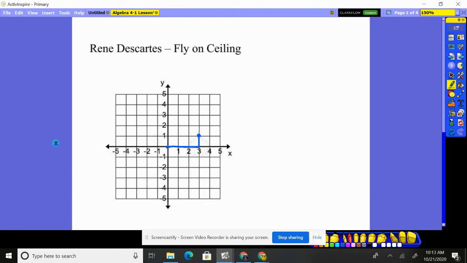You walked over 3 feet, then you reached up a foot. So that's the ordered pair. This point right here is the ordered pair 3, 1. Okay, that's where that is located. It's located at the point 3, 1, the ordered pair 3, 1. You moved over 3, then you reached up 1.